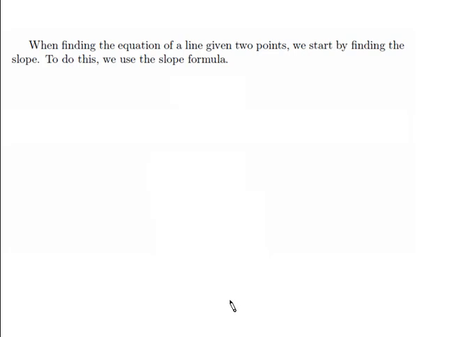I wanted to go through an example of finding the equation of a line when given 2 points. We're going to start by using the slope formula. It's always change in y over change in x, or y2 minus y1 over x2 minus x1. And that's just rise over run, right? The change in y is the rise from one point to another, and the change in x is the run from one point to another.